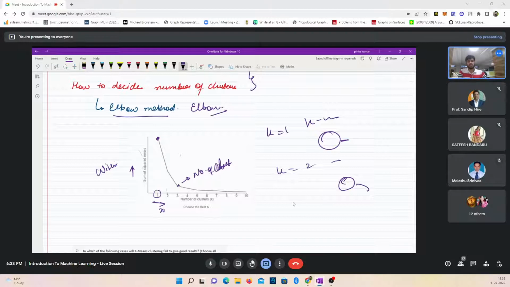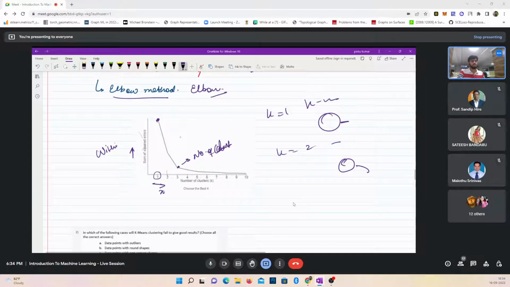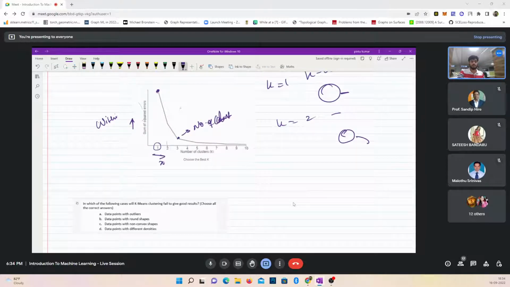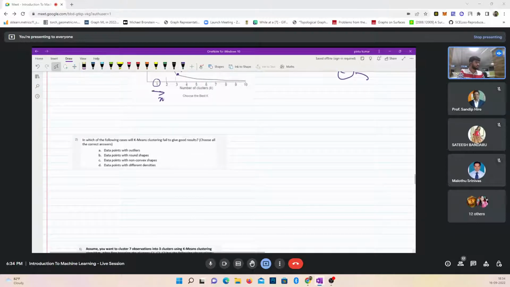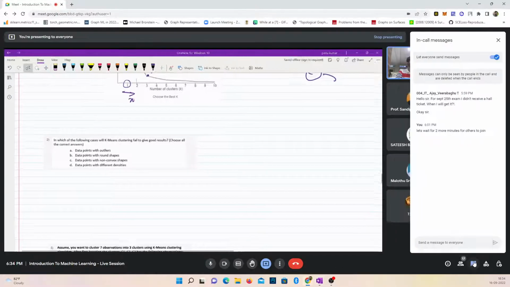Now, I'm done with k-means clustering. Any doubt on this k-means clustering? Okay. Let's look at some of the questions. If nobody has doubts, I'll expect you to answer these questions.